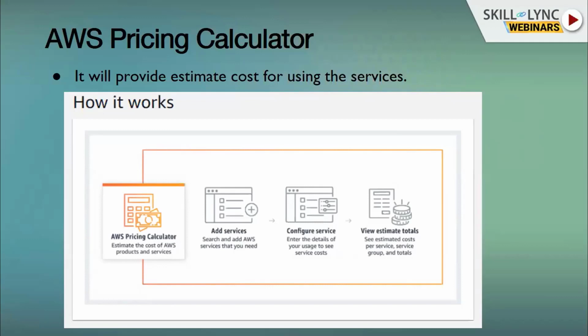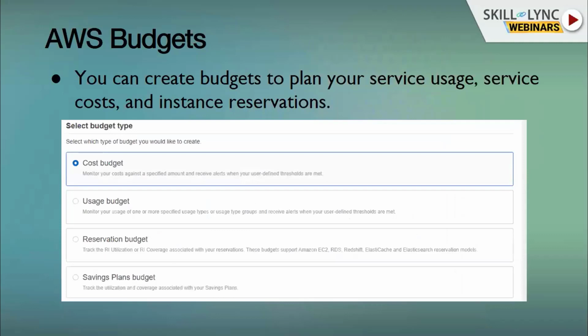So this is very important in cost aspects. Among the other services they provide is AWS Budgets, where even a few projects have budget constraints, right?